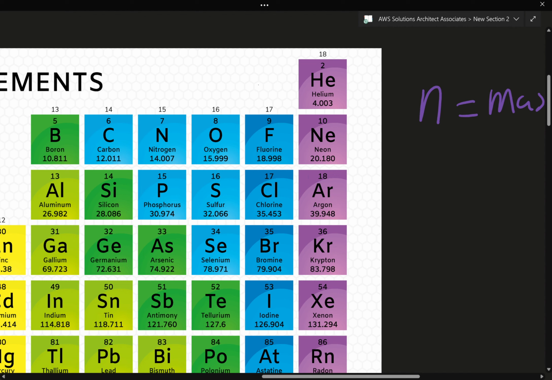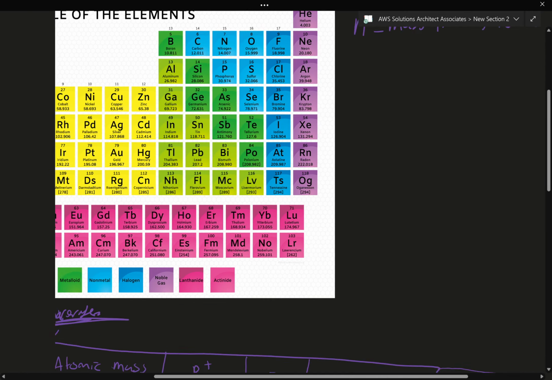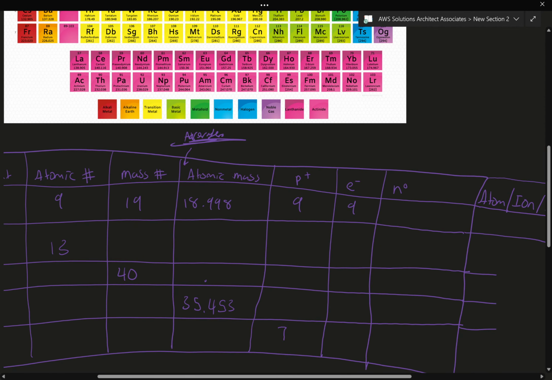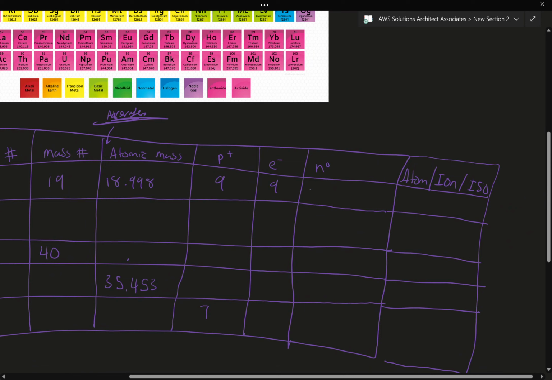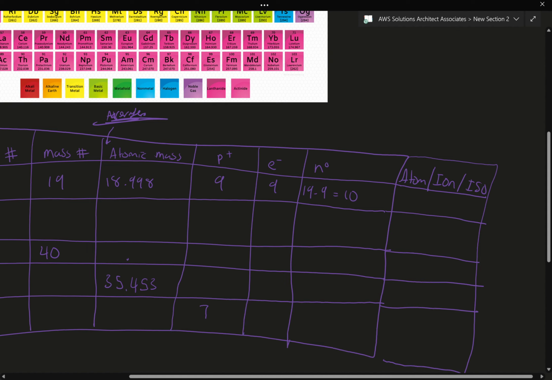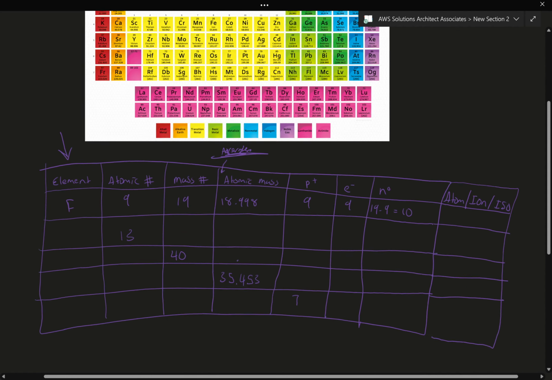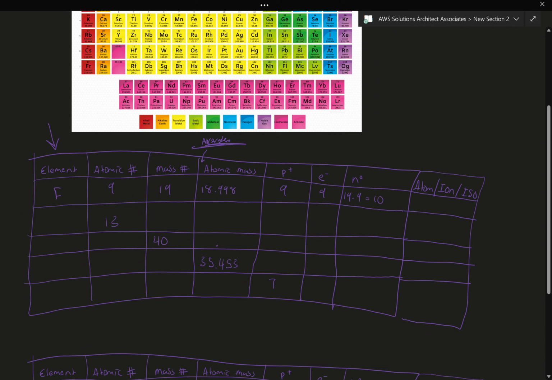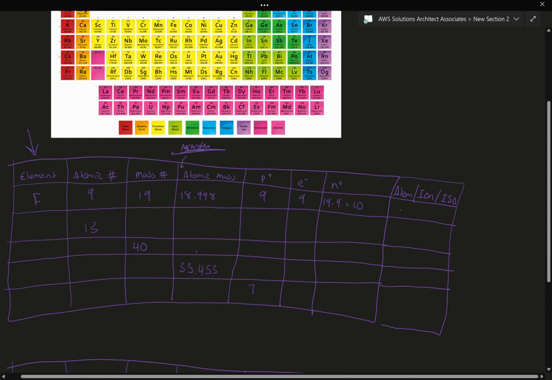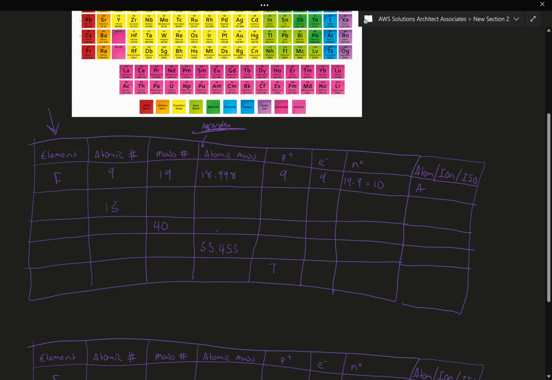So since we're working with fluorine, what we need to do is take 19 minus 9. And what will 19 minus 9 give you? So to get the number of neutrons, 19 minus 9 is equal to 10 neutrons. Now, is this an atom, ion, or isotope? Well, all of these are going to be atoms, because right now we're just working with atoms. So this is an atom.